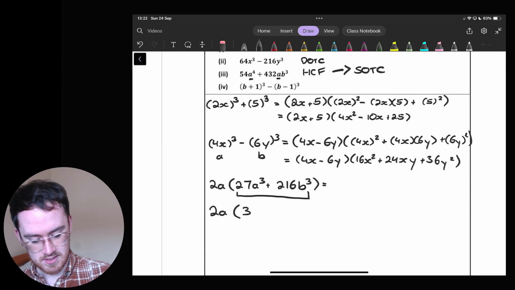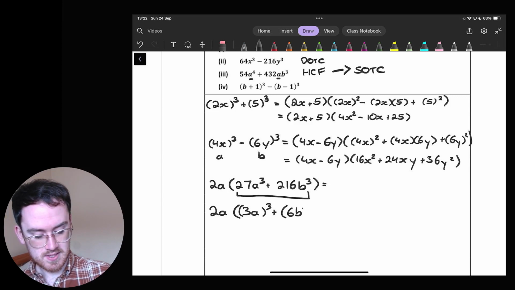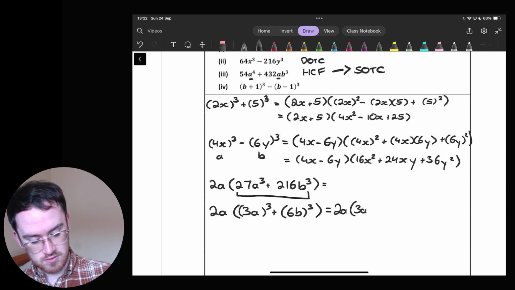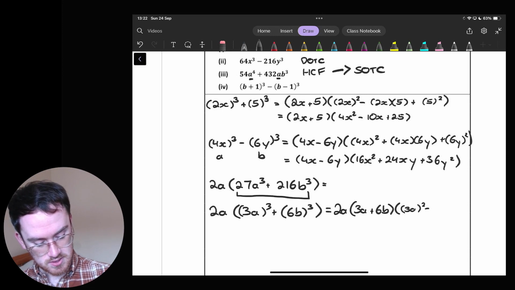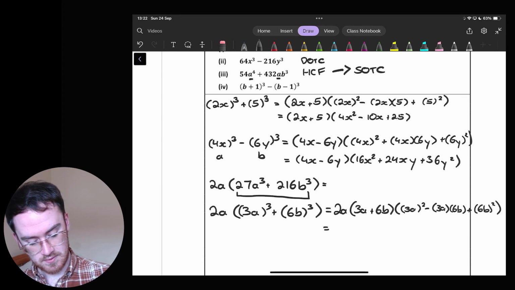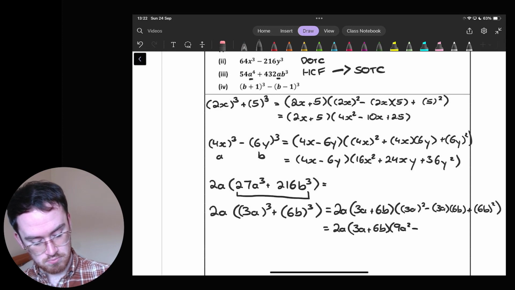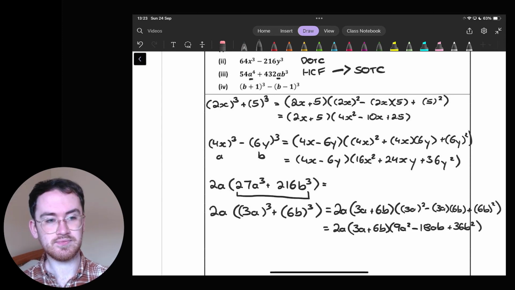27a cubed can be rewritten as 3a all cubed, and 216b cubed can be written as 6b all cubed. So I keep my 2a at the front there. I'm going to write my 3a plus 6b, first sign matching the question, second sign the opposite, last sign is always a plus. Okay, so 2a, 3a plus 6b, 9a squared minus 18ab plus 36b squared. And that's our end result for that one.